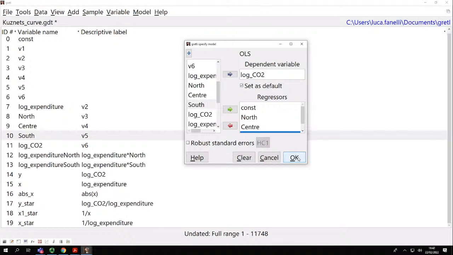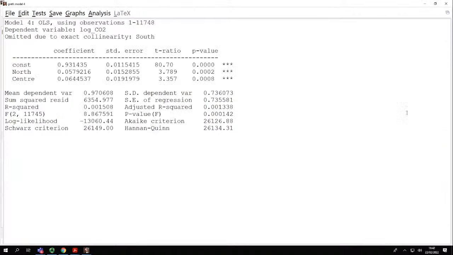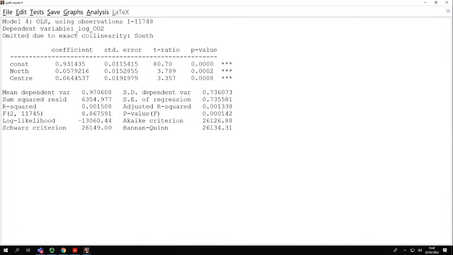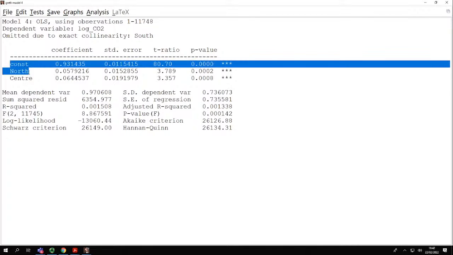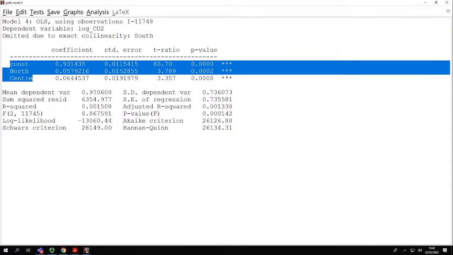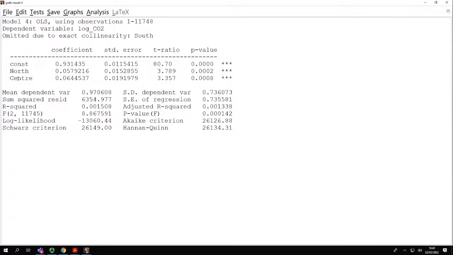Indeed, I click OK, and it omits a variable due to exact collinearity. So what has it done? It has dropped one dummy by construction. This is wonderful, I didn't know this. It has dropped the south dummy, because of that it said omitted due to exact collinearity. Collinearity is when one column of the X matrix is a linear combination of the others.